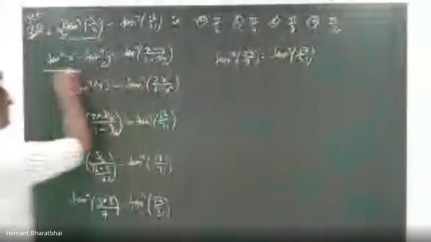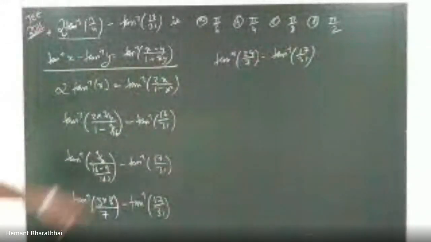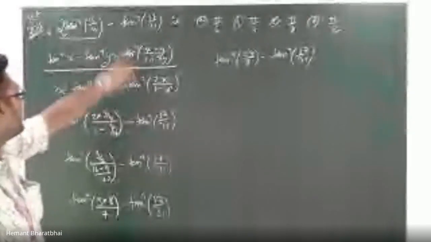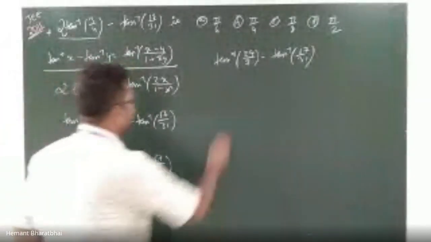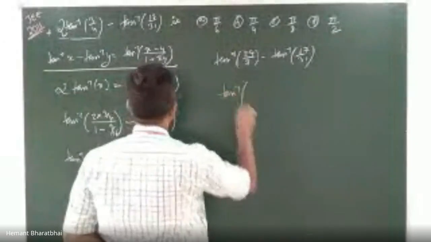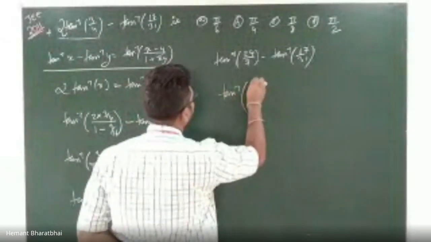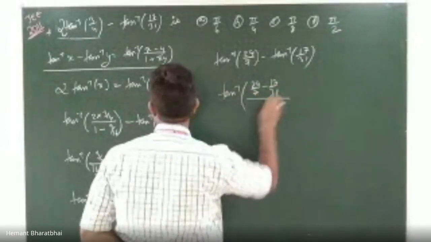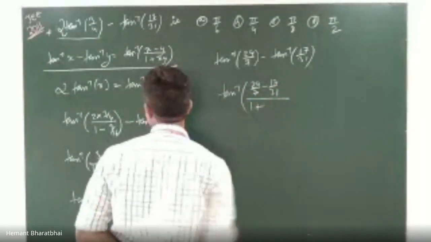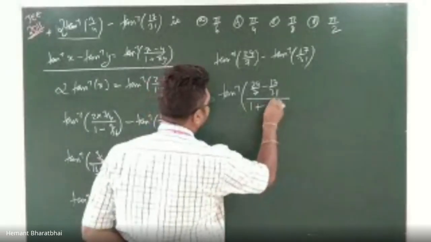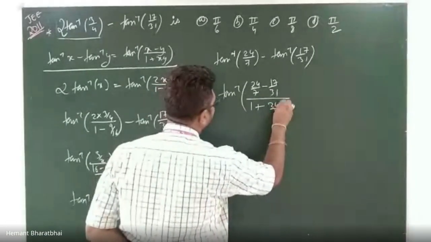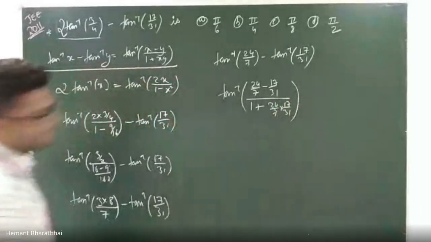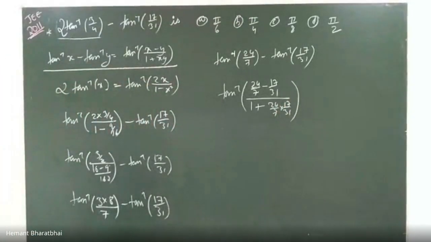So now I have gotten this numerical in this format. So now I can apply this formula. Tan inverse of x minus tan inverse of y is nothing but tan inverse of x minus y, 24 by 7 minus 17 by 31, upon 1 plus x into y, 1 plus 24 by 7 into 17 by 31. Come on, solve it and let me know how much is the answer.